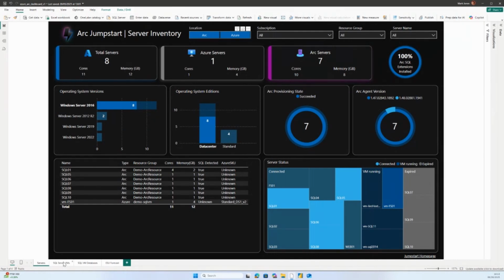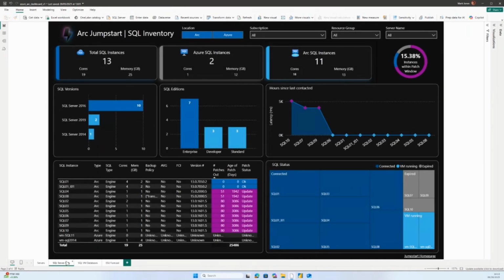Next to that, we've got our SQL Server inventory, which now goes that step deeper down the chain in terms of what SQL servers do we have. And again, we're looking at that single pane of glass view in terms of what are my SQL instances on Azure native VMs, as well as alongside that, Arc connected VMs.